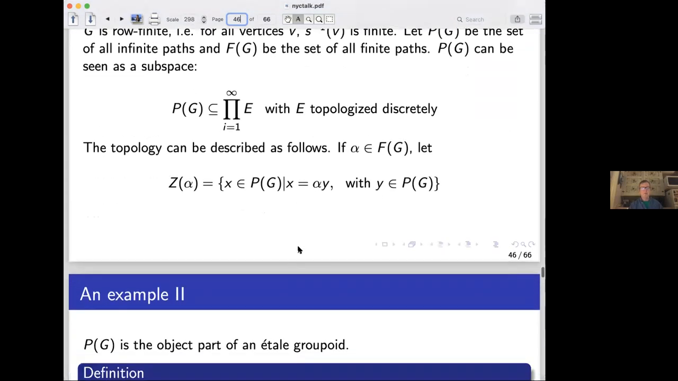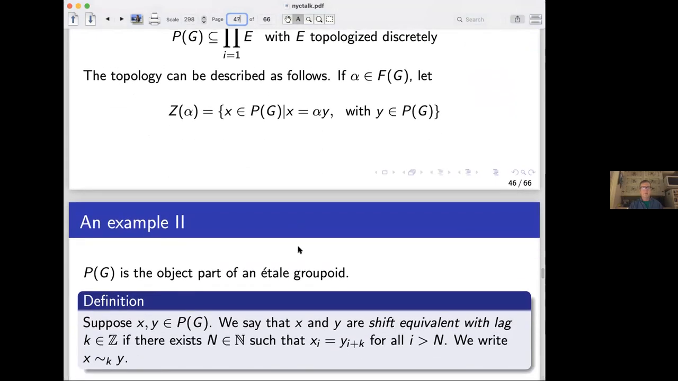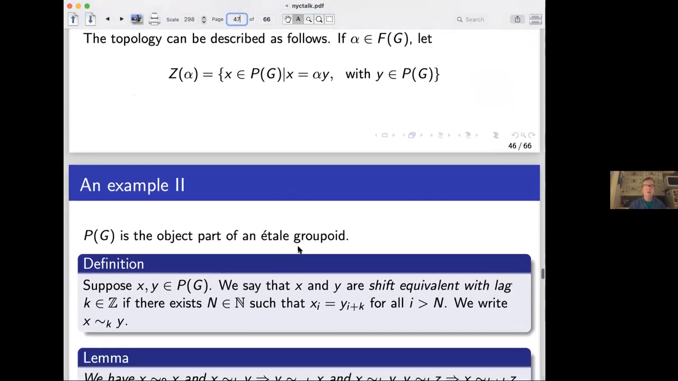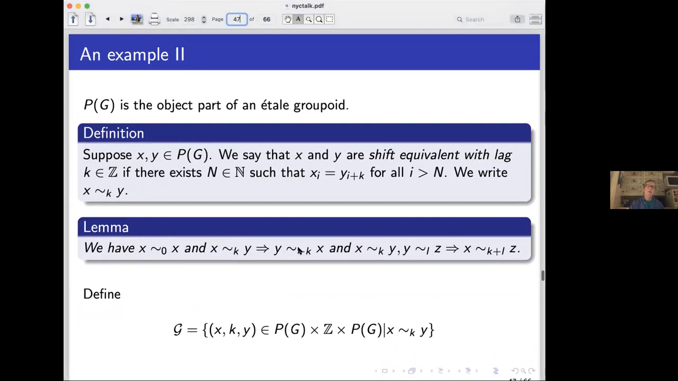Actually, let me just skip how there's an explicit description of the topology on P of G, but let's not worry about that. So P of G is the object part of an etale groupoid. And here is the construction for it. So if X and Y are such paths, we'll say that X is shift equivalent with lag K if there exists a capital N such that X of I equals Y of I plus K for all I greater than or equal to N. So eventually, X and Y are the same up to a shift of K.